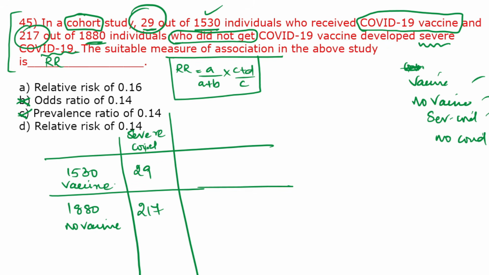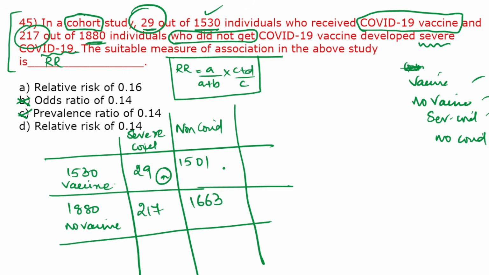So what does it mean? When you have severe COVID, then the others are non-COVID people. So 1530 minus 29, how much will it come? It will come to 1501. And if you subtract 217 out of 1880, you will get 1663. So now you know what is A, what is B, what is C, and what is D. This is the most important step to come to a conclusion. If you go wrong in this step, then the whole answer will go wrong.